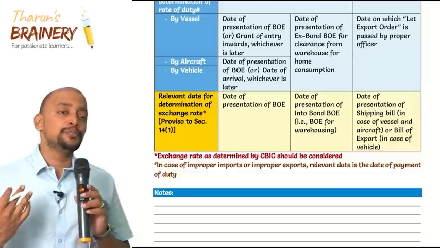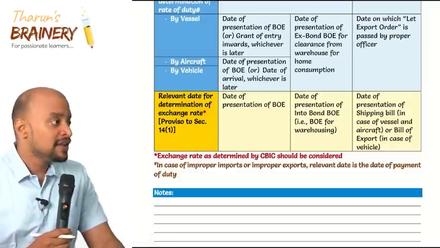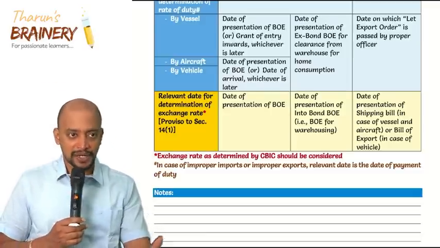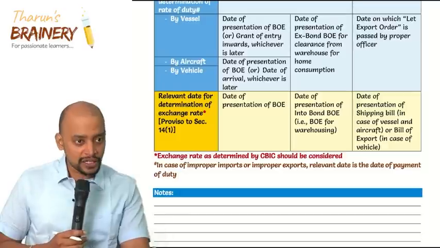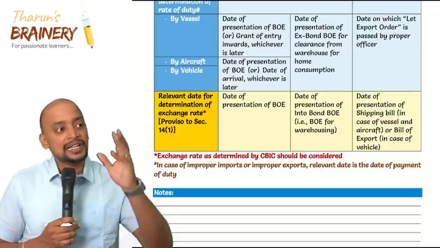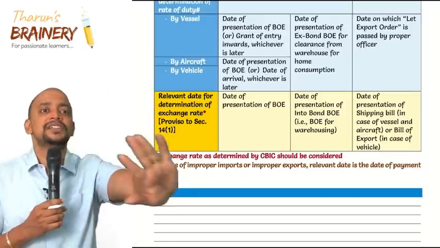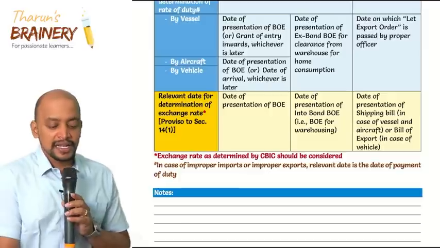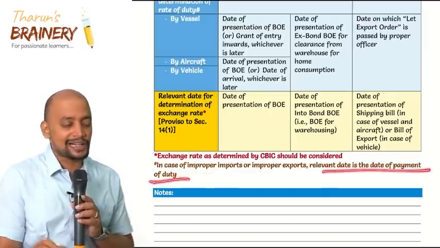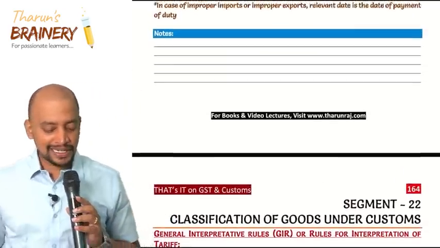Then in case of improper import or improper export, what is the meaning of improper import or export? Smuggling. Without giving proper documents, if you are trying to import or export, that is known as smuggling. In that case, if you are caught, what will be taken as the relevant date for determination of rate of duty? On the date on which you pay the customs duty, whatever is the rate for the goods, that is the only relevant one. In case of improper imports or improper exports, the relevant date is the date of payment of duty. So with this, the taxable event under customs is over.